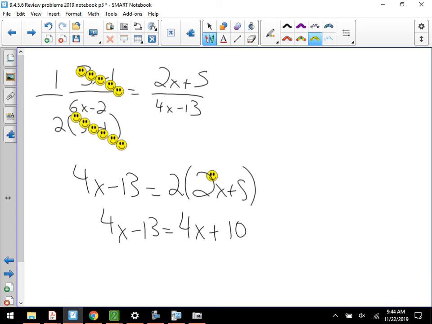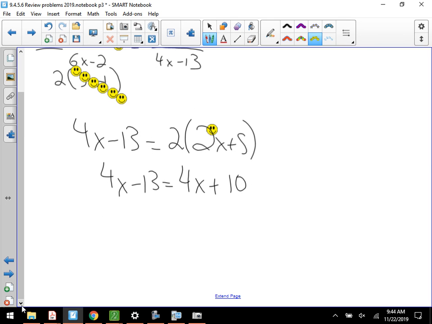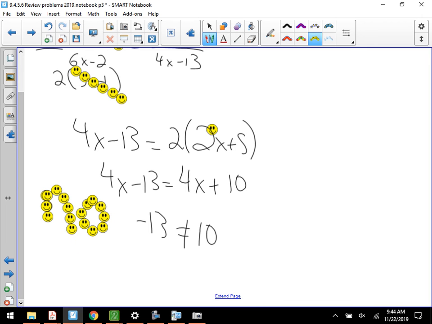Oh no, that doesn't look good. We broke it. Last time I checked, negative 13 does not equal 10. So this is a no solution, which these should be frowny faces.